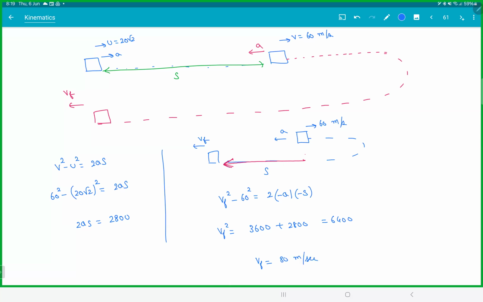Clear with this? Any doubts on this? I calculated it like the distance it does for the whole round, but I still got the same answer. Fine. You're not wrong. Okay. Clear with this. Next one.